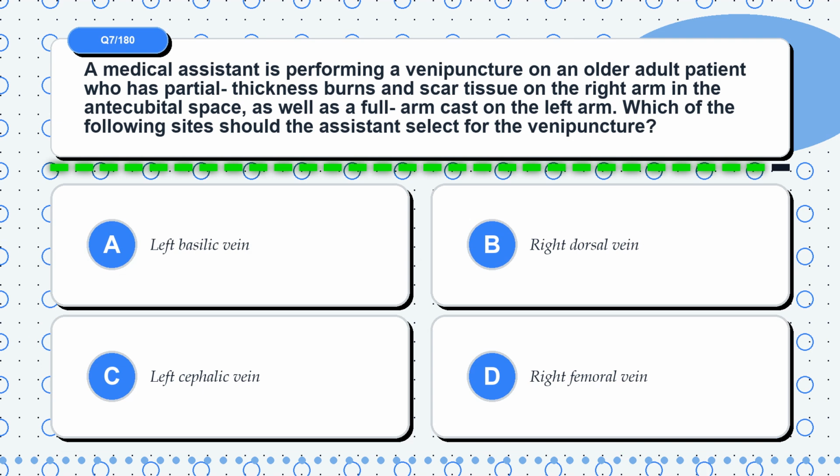Question 7. A medical assistant is performing a venipuncture on an older adult patient who has partial thickness burns and scar tissue on the right arm in the antecubital space, as well as a full arm cast on the left arm. Which of the following sites should the assistant select for the venipuncture? Here are the options. Option A, left basilic vein. Option B, right dorsal vein. Option C, left cephalic vein. Option D, right femoral vein.